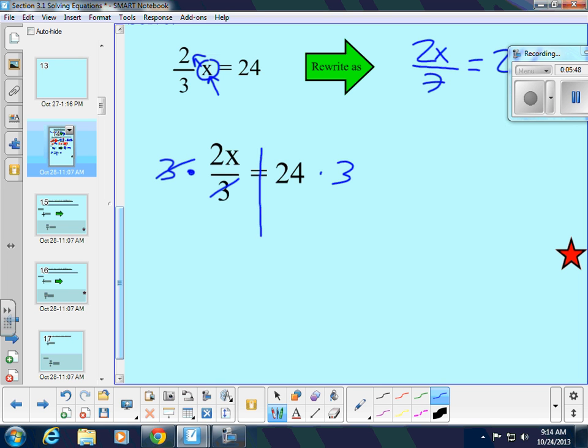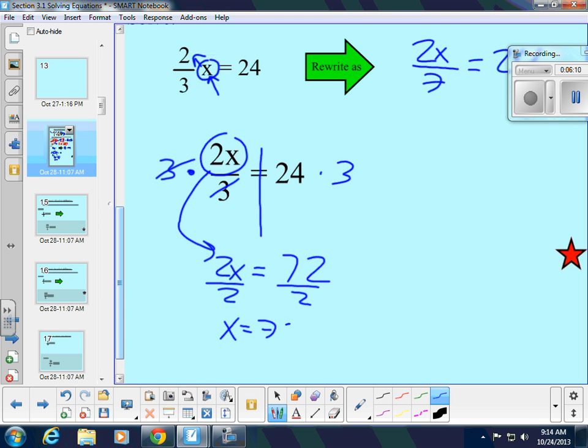So now what's left on the left side is just this 2x. I'm going to bring this down to my next step: 2x. And 24 times 3 gives me 72. Now I've just got it down to a one-step problem, which is like what we worked on in the previous lesson, still in this section. Divide both sides by 2. x is going to equal 36.